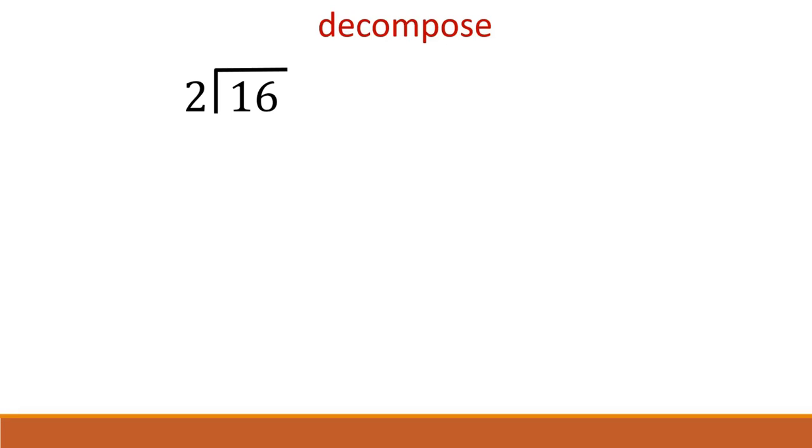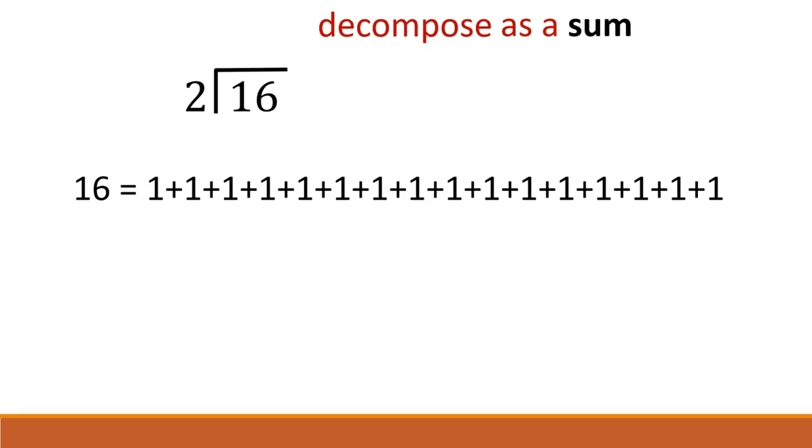When we divide, we need to decompose as a sum. In other words, break our number apart into numbers that, when added together, give us our number back again. We could think of 16 as 16 ones that are added together.